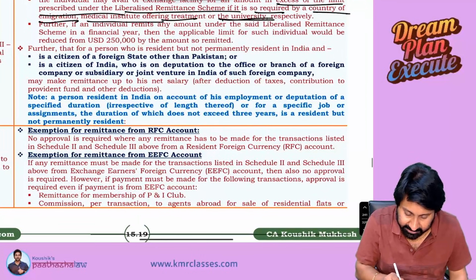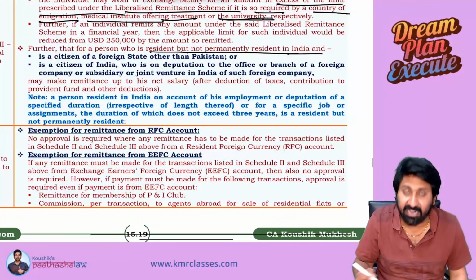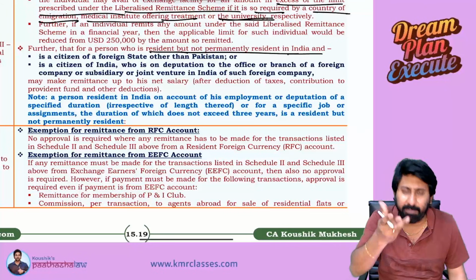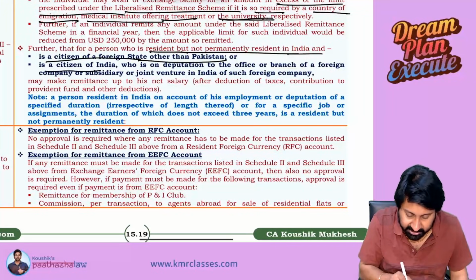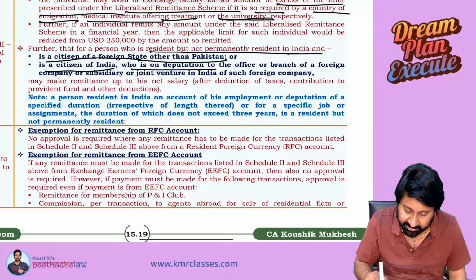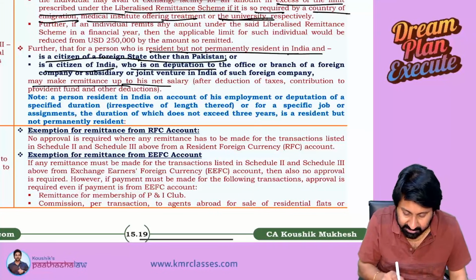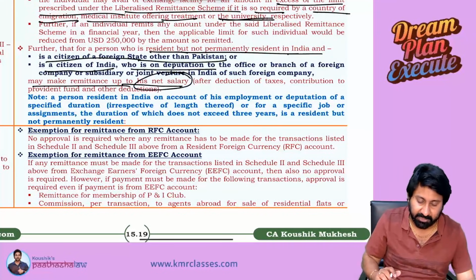Further, a person who is a resident but not permanently resident in India, which means once in a while he became a resident, he is a citizen of a foreign state other than Pakistan, or a citizen of India who is on deputation to a branch, etc., may make remittance up to his net salary.